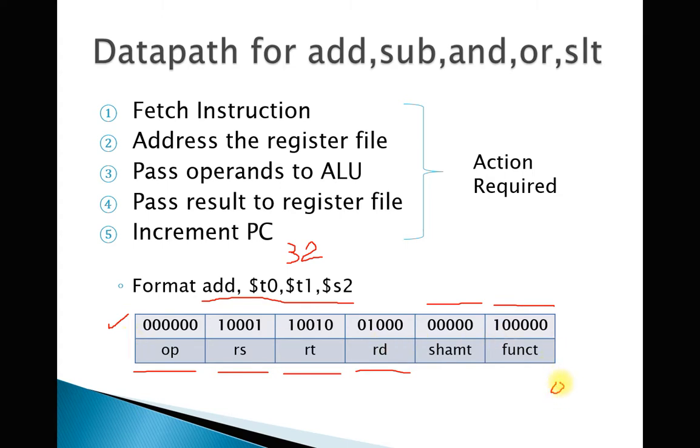We can also divide this using bit ranges, which is 0 to 5, which is for function. Next, 6 to 10 is for shift amount. Then 11 to 15 is for RD. Then 16 to 20 is RT. 21 to 25 is RS. And then 26 to 31 is for opcode.